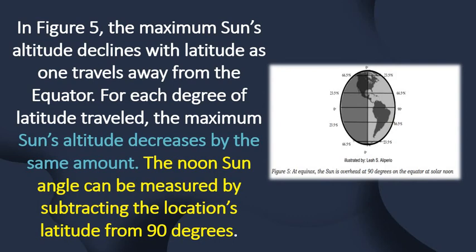In figure 5, as you can see at the right, the maximum sun's altitude declines with latitude as one travels away from the equator. For each degree of latitude traveled, the maximum sun's altitude decreases by the same amount. The noon sun angle can be measured by subtracting the location's latitude from 90 degrees.